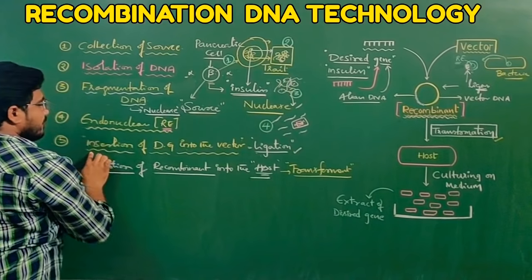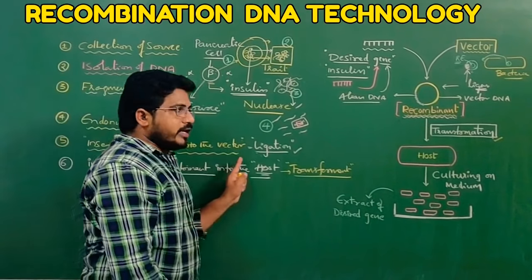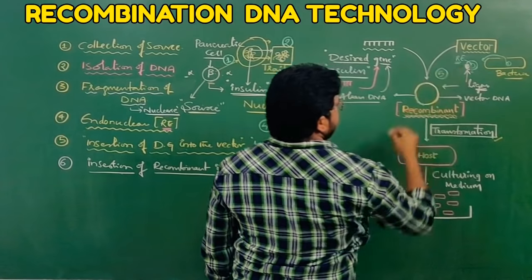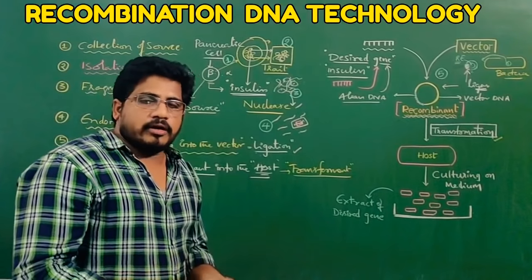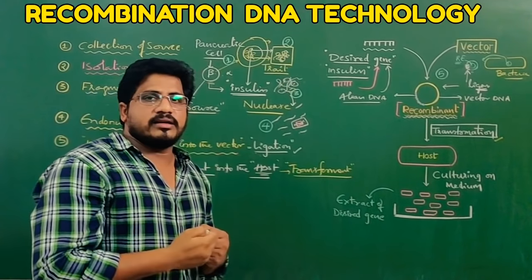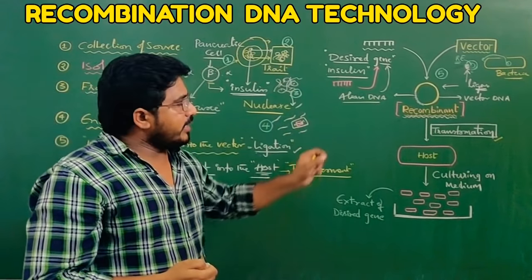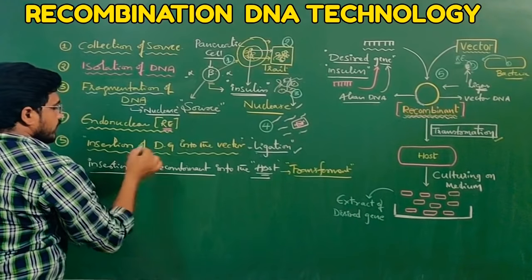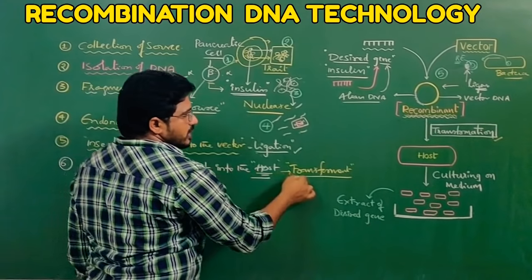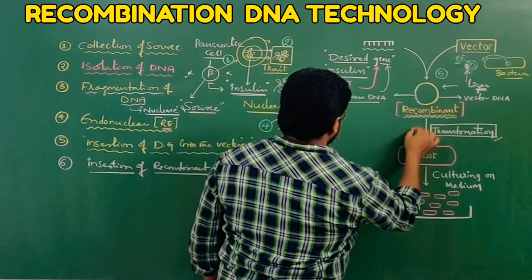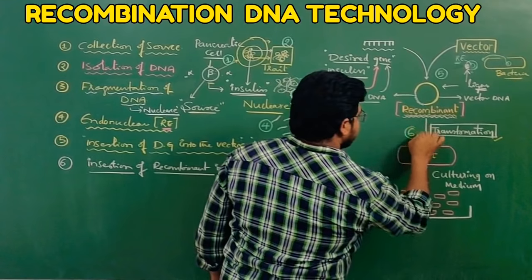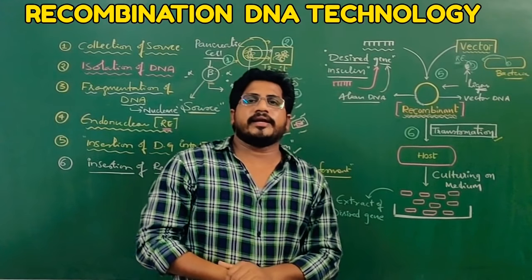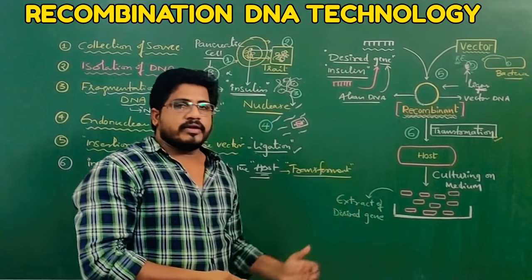What is the fifth step, guys? Insertion of the desired gene into the vector. This is what is happening here. In step 5, the vector or plasmid receives alien DNA by the process of ligation, resulting in a recombinant. Then the sixth process: the recombinant is transferred into the host, and that is called transformation. This is step 5, and this is step 6. So we have seen 6 steps in the recombinant DNA technology process. Let us see further processes.